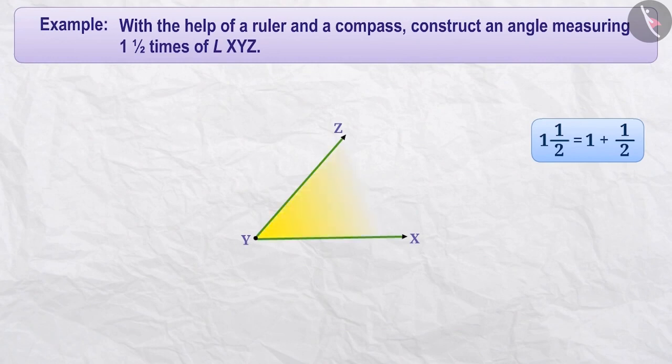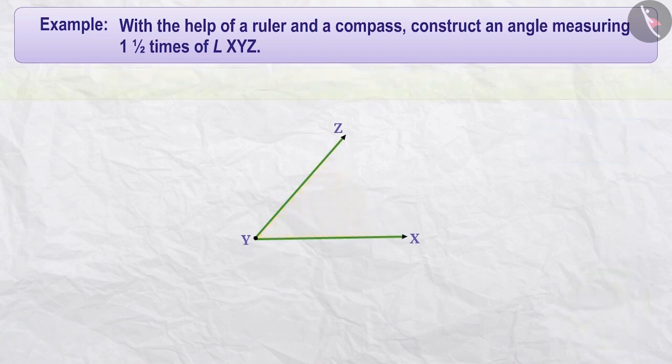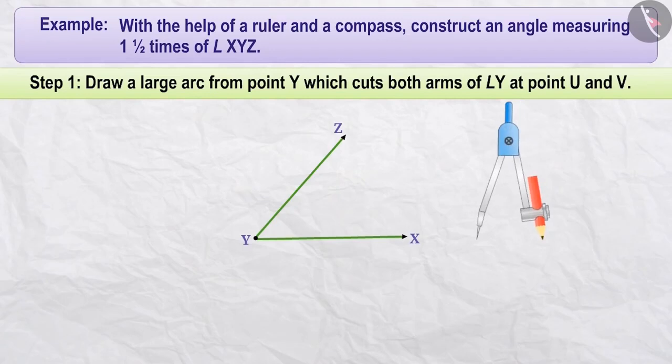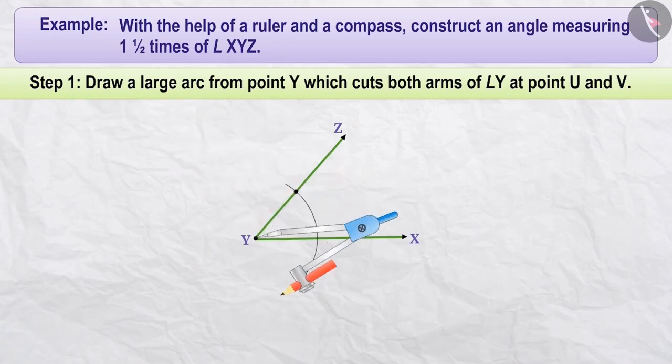Here, angle XYZ is given to us. If we have to construct an angle of equal measure, how will we do it? Pause the video and recall the method to construct an angle measuring equal to the given angle. We will tell you. Step 1. Using a compass, we will place its pointed end at the vertex Y. Then, we will open the compass to take the required radius and draw the arcs, intersecting the arms of the angle Y at points U and V. We will make this arc bigger so that we can proceed with the next step.